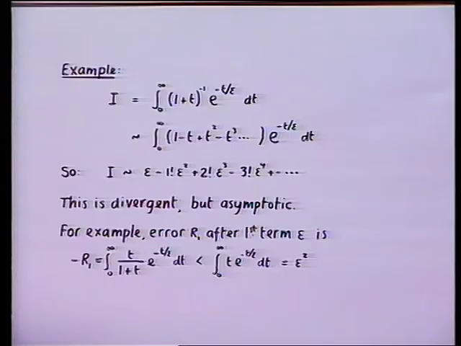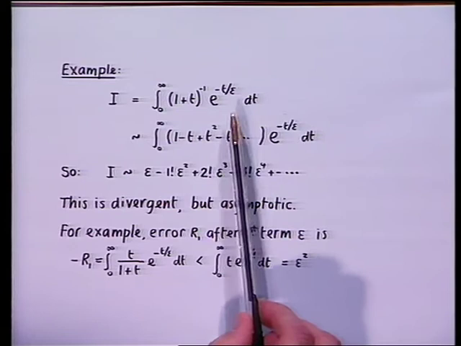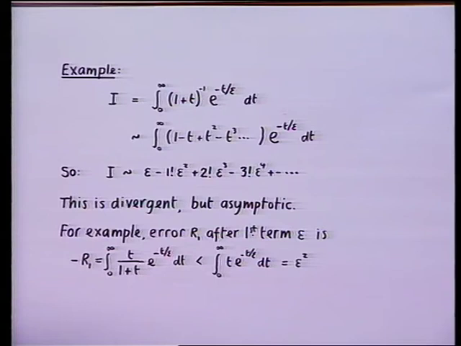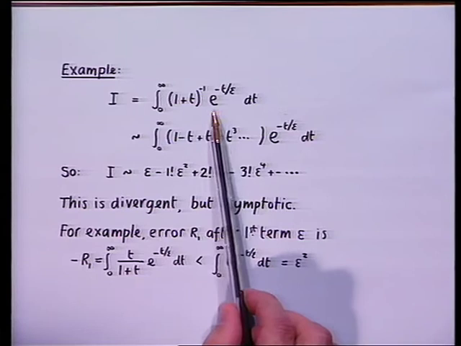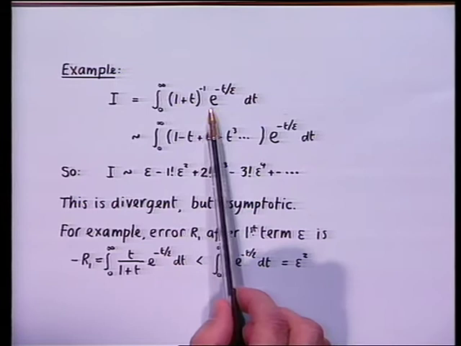Consider this integral, which is a function of the small parameter epsilon. And here I'm thinking of epsilon as being small. Perhaps epsilon might be a tenth or a hundredth or a thousandth. The key feature here is that this exponential term, e^(-t/epsilon), is very small indeed once t reaches a significant number. For example, if t is about 4 times epsilon, then this term here is about 0.02. And the smaller epsilon gets, the more rapidly does this term decay.